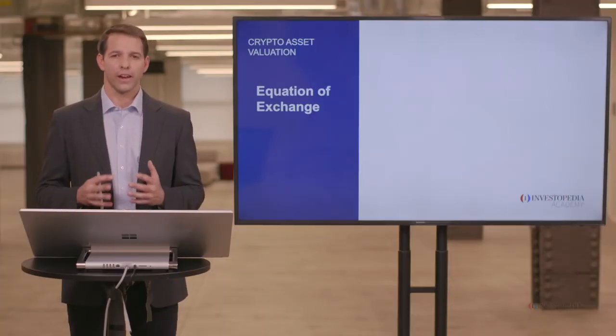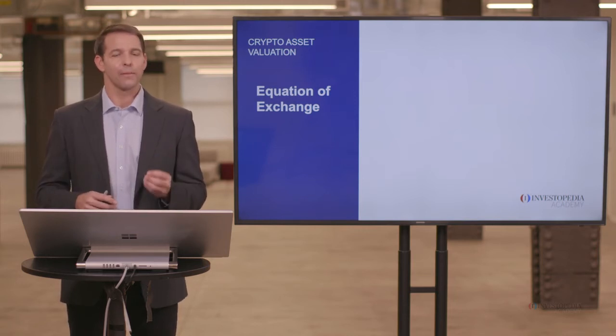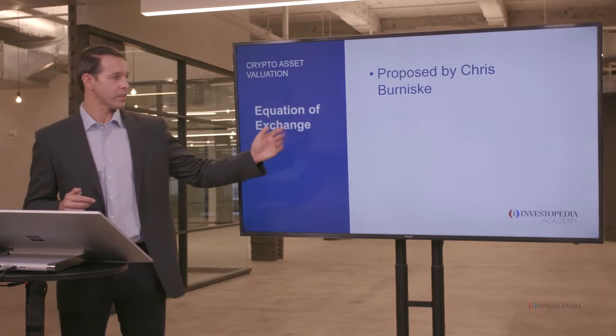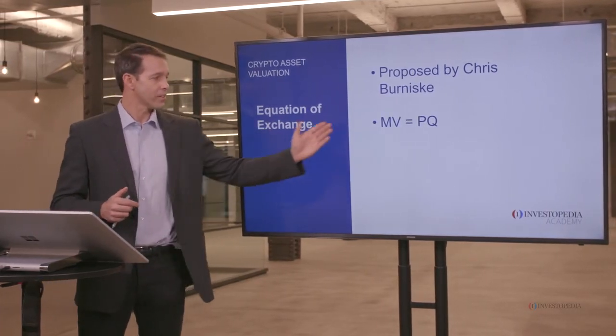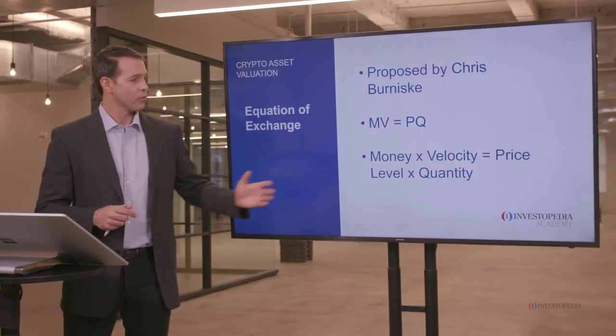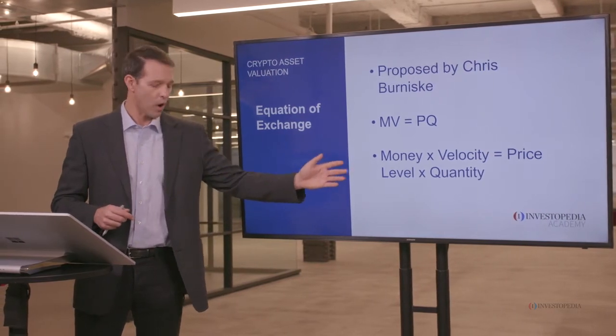Another valuation technique in the crypto asset space is known as the equation of exchange. Now, in economics, this is known as the quantity theory of money. But as proposed for the crypto space, it was done by a guy named Chris Brzezinski. Now, the equation of exchange essentially is simple: MV equals PQ. And that stands for money times velocity equals price level times quantity.